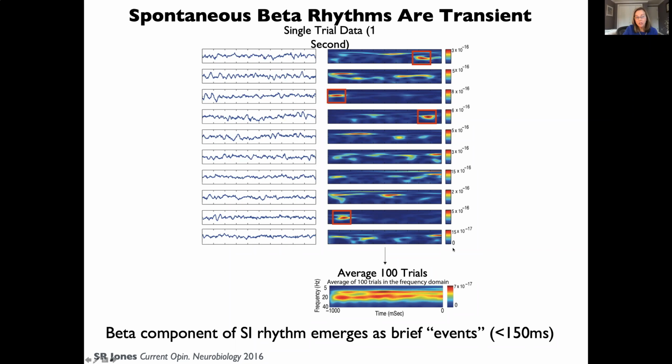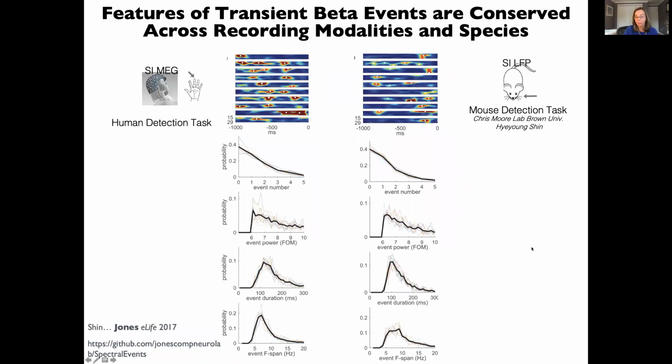Now, because in the spectral domain, these signals are always positive, when you average this, you get an accumulation. And it looks like there's this ongoing continuous oscillation in the average signal. But if we unpack that a little bit, we see that that's not the case on individual trials, and beta events can occur at different times in this pre-stimulus window. This is a very robust phenomenon.